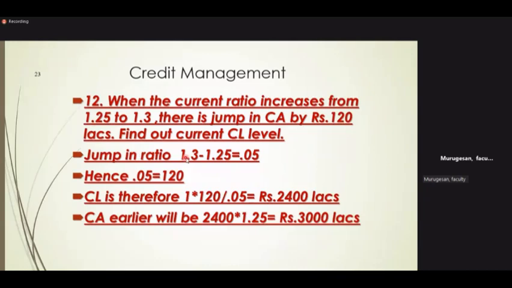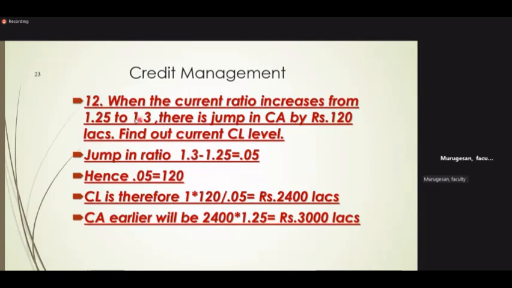Now what is the increase? 1.3 minus 1.25 is 0.05, in terms of ratio. Earlier 1.25, now 1.3, so 0.05 in terms of ratio is equivalent to 120. So 1 is equal to, since 1 is the full and 0.05 is only a part. So 1.25 means 1.25 times current assets, 1 time current liabilities. 1.25 divided by 1 is 1.25 only. So current assets are 1.25 times current liabilities. To find current liabilities, 1 is equal to how much? The answer is 120 divided by 0.05. Take your calculator. 2400 is the answer.